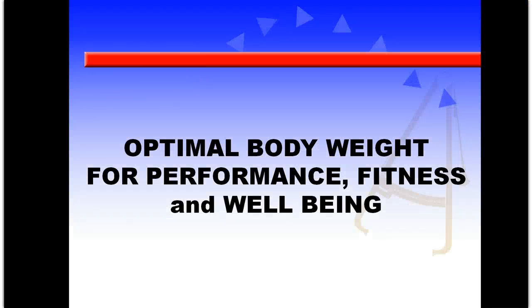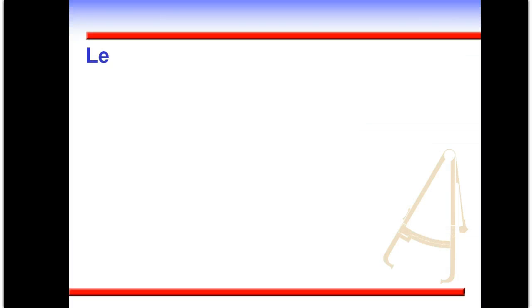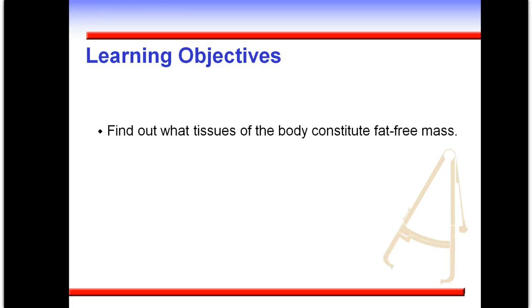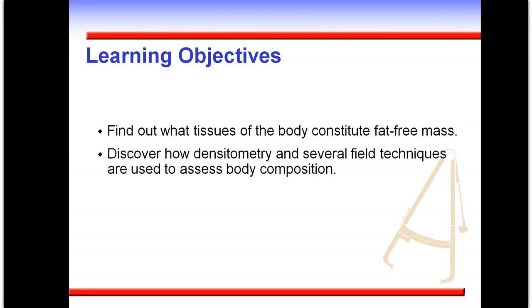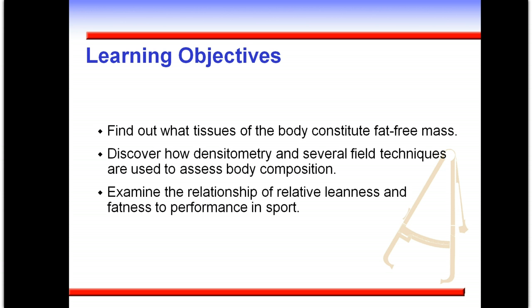Okay, we are going to go a little bit over our body composition slides. So we're going to talk about optimal body weight for performance, fitness, and well-being. Okay, so we're going to figure out what parts of the body constitute fat mass and fat-free mass, as well as look at how lots of techniques are used to assess body composition. Okay, as well as examine the relative leanness and fatness to performance in sport, because sport's kind of one of the fun things that we get to talk about in here.